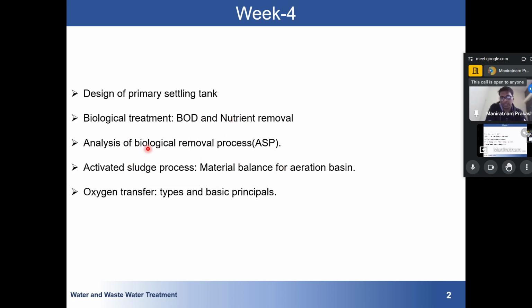Then we discussed the ASP, activated sludge process, that is also referred to as the biological removal process. Whatever kind of biological removal we do in water treatment, we do with the help of the activated sludge process. So we discussed this. We'll be discussing 2 3 questions from this topic. Then we have again the activated sludge process, material balance for aeration basin. Then finally oxygen transfer types and basic principles. Okay, so all these things have been discussed to you in your lectures.